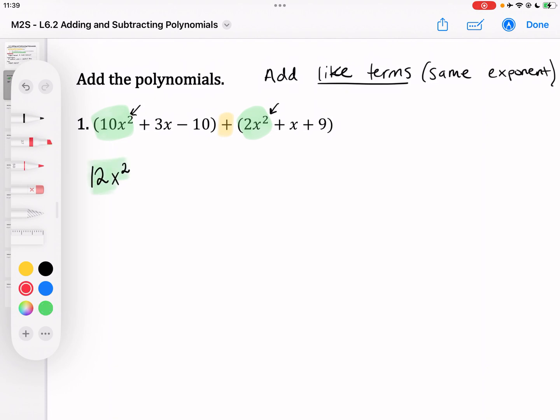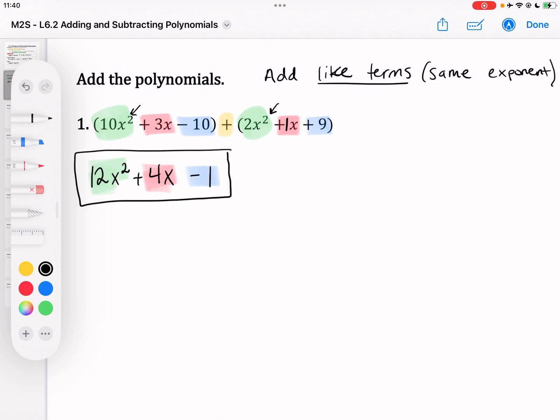Then we go to the next term. We've got a 3x, and you'll notice this term over here is also x, where there's no exponent. This x has a coefficient of 1, so I'm going to add those two together. So 3 plus 1 is 4, so this is going to be a 4x. And then we go to our last term. We've got negative 10. Negative 10 has no x on it, and so does the 9. So I'm going to add those together. Negative 10 plus 9 is negative 1. And then that's your final answer.